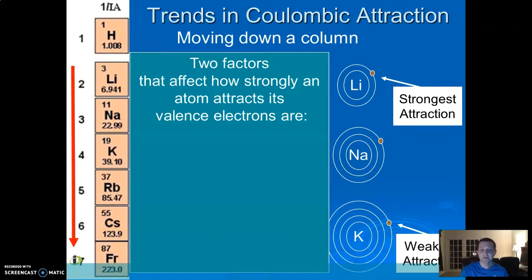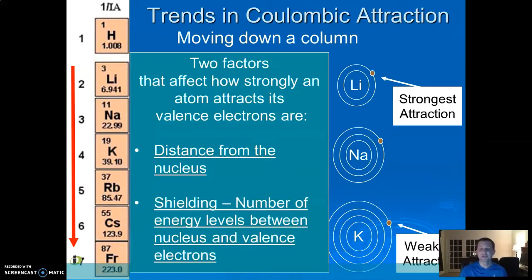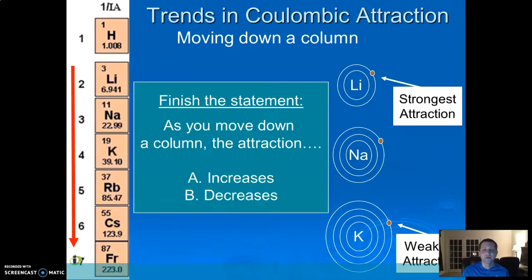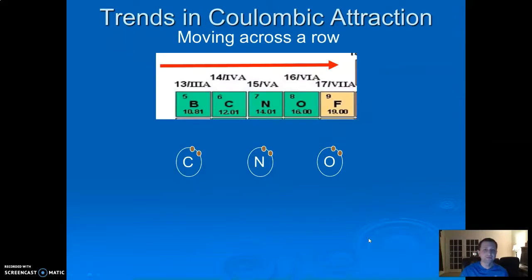Two factors affect how strongly an atom attracts its valence electrons. Number 1, distance from the nucleus, and number 2, shielding, the number of energy levels between the nucleus and the valence electron. So take a second and jot those down. To summarize, as you move down a column, the attraction what? Well, obviously the attraction decreases. Stronger attraction at the top, weaker attraction at the bottom.